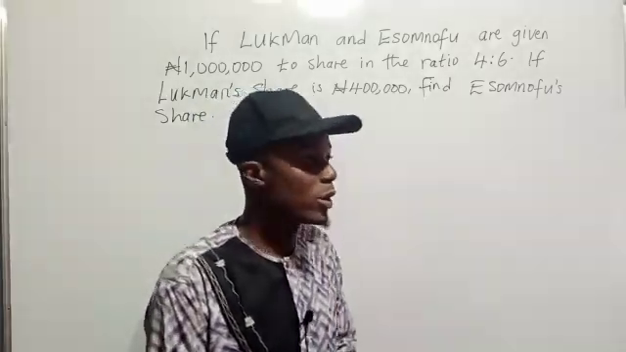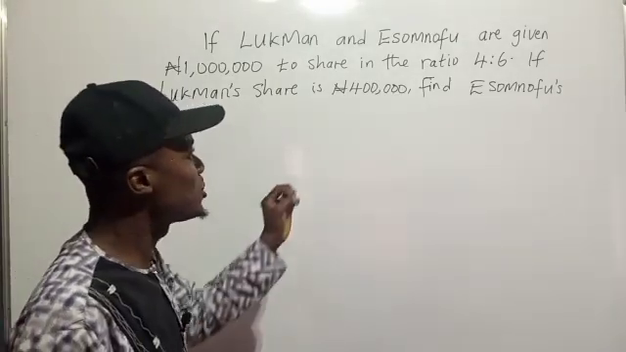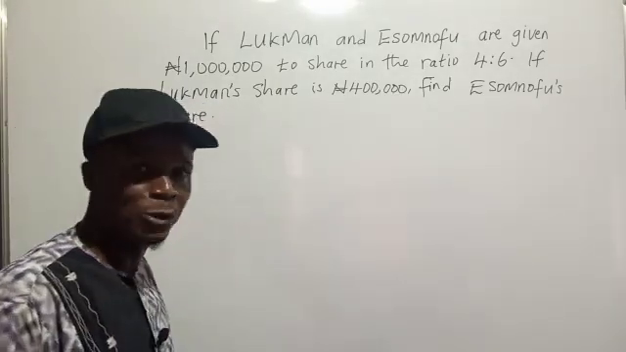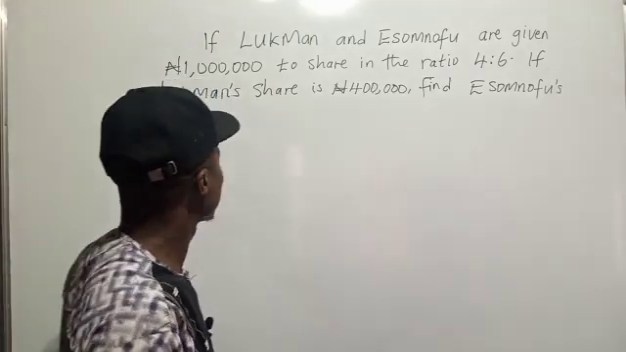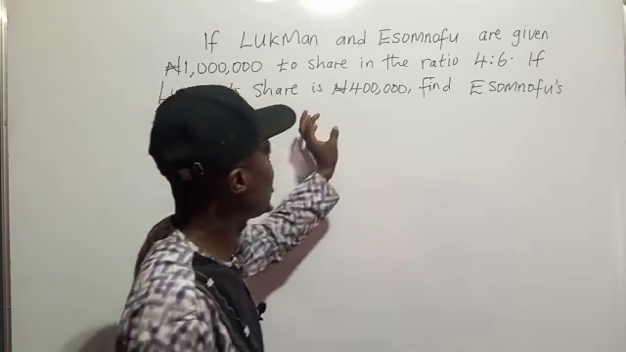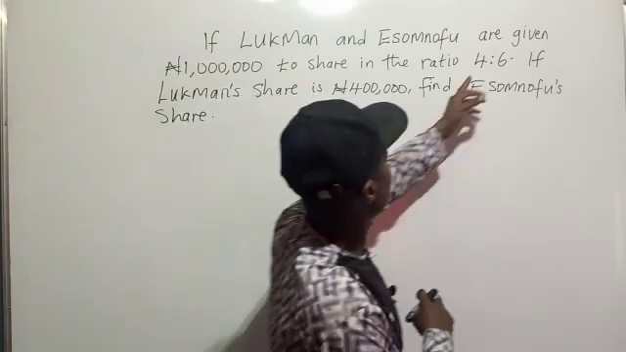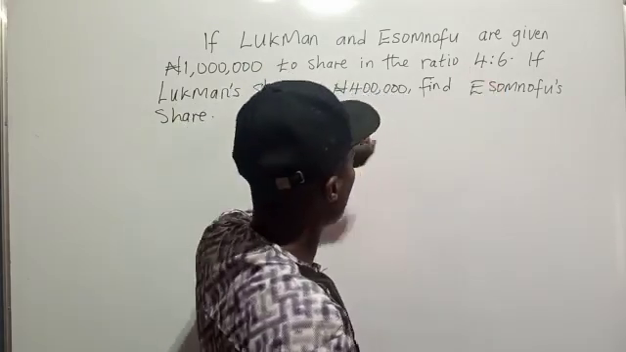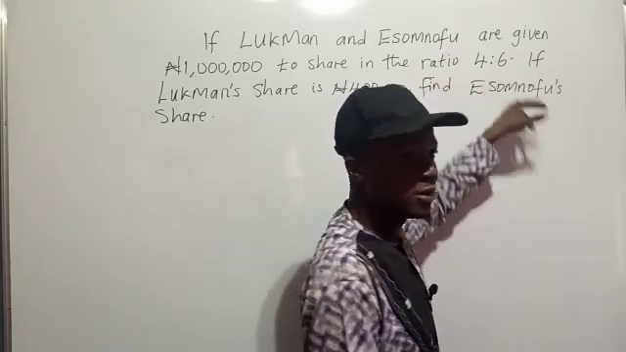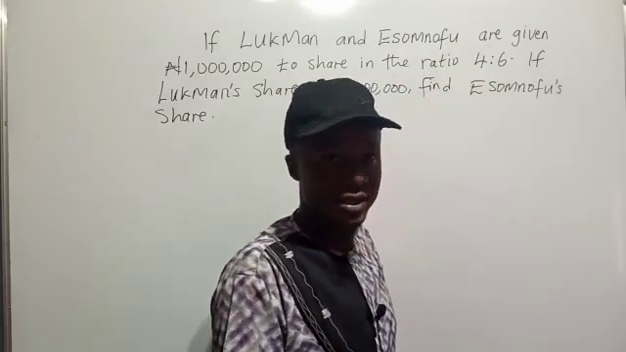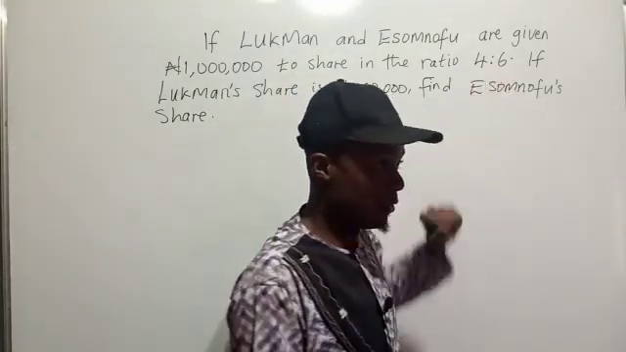Okay, so look at this problem in ratios, and it says that if Lukman and Esomnof are given 1 million naira, wow, I wish it's for real, to share in the ratio of 4:6. If Lukman's share is 400,000 naira, find Esomnof's share. Looking at the ratio, the first person is Lukman, while the second person is Esomnof. So Lukman has ratio 4, while Esomnof has 6. Therefore, Esomnof's share is greater since his ratio is 6, while Lukman's share is 4.